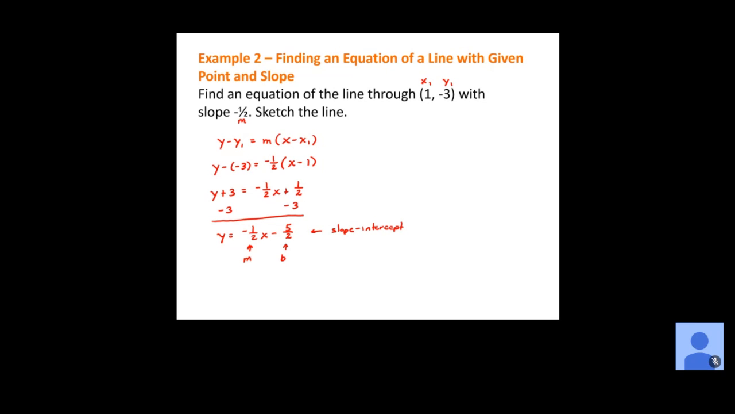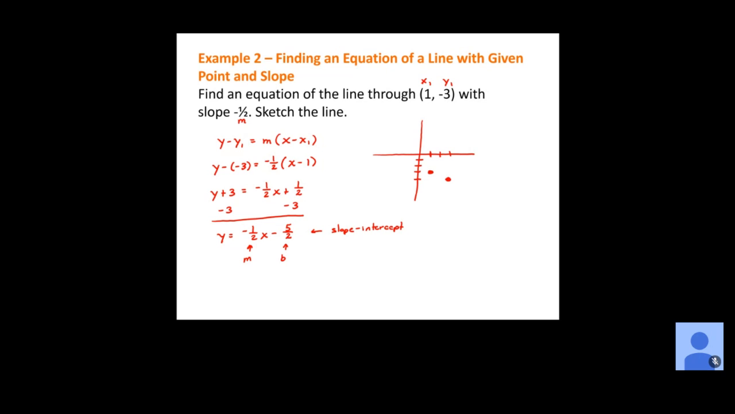Now it does ask us to sketch the line here, so I'm going to sketch a graph of this. We can base this off of just the original point and the slope, so I'm going to plot that original point 1, -3. So we go to the right 1, down 3, start your point right there. And then our slope is going to be -1/2, which means we're going to go down 1 and to the right 2. So down 1 to the right 2. It's going to give us a point right over here.